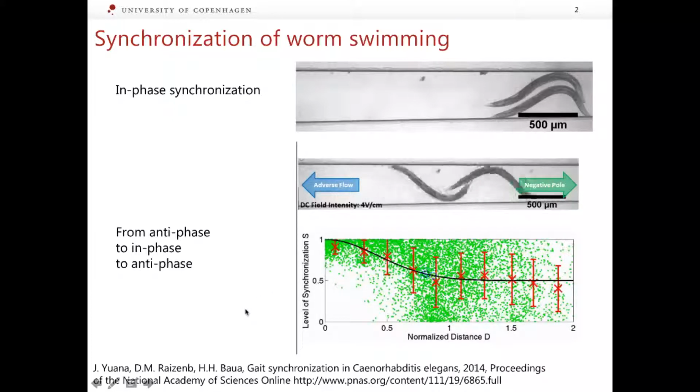When one worm bends upwards, the other bends downwards. However, when the worms come closer and the distance decreases, which corresponds to the blue circle appearing in the far left position, the worms swim in phase. This means that they bend their bodies in the same manner at every time moment.